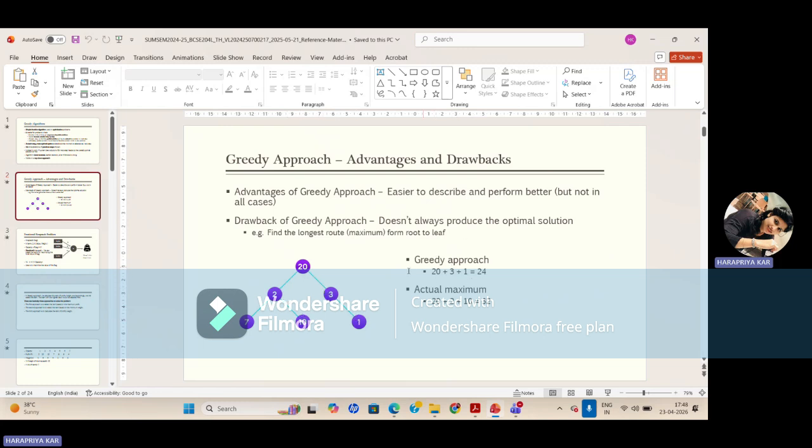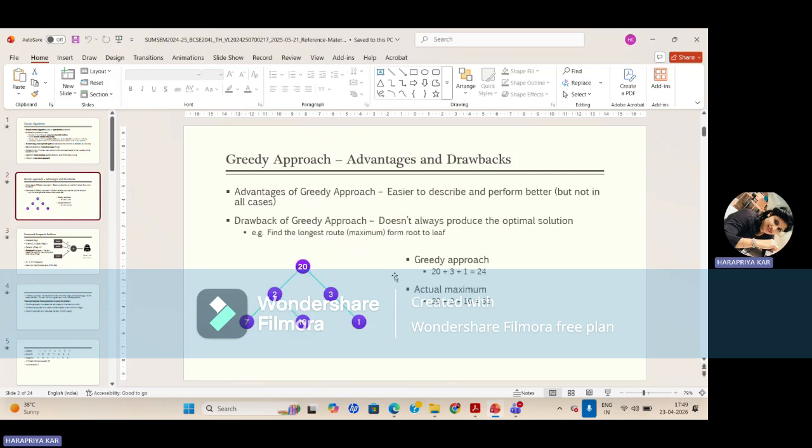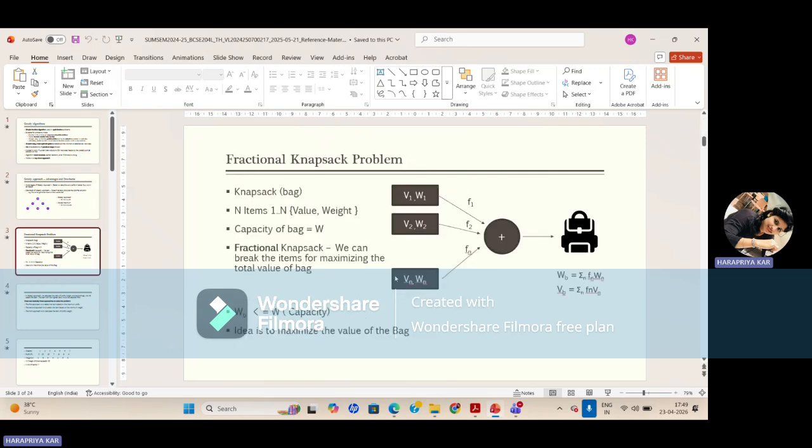So the next one is the fractional knapsack problem. Okay, I hope you are clear with the greedy approach. This is one example of the greedy approach. So first of all, what we have to do here is the fractional knapsack problem. Knapsack basically means a bag problem. It is written here, knapsack is bag. So there are n items, 1 to n. How many items are there? 1 to n items. So here there will be a value and a weight for each.